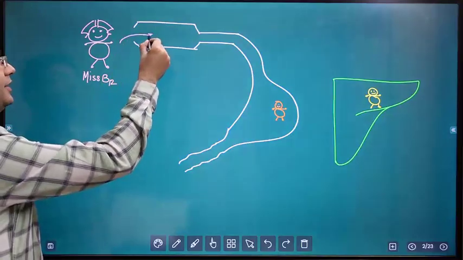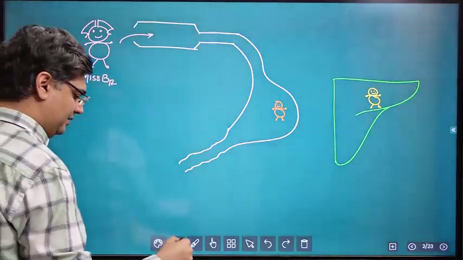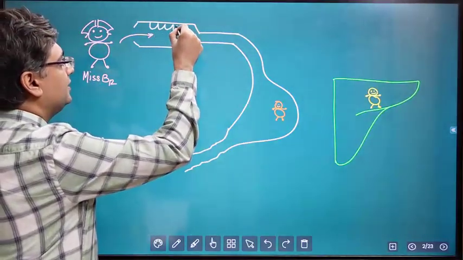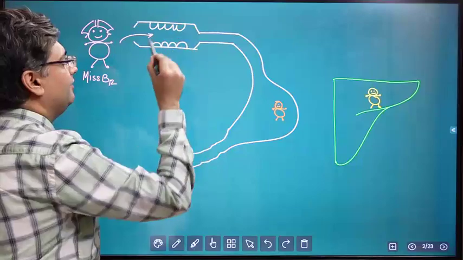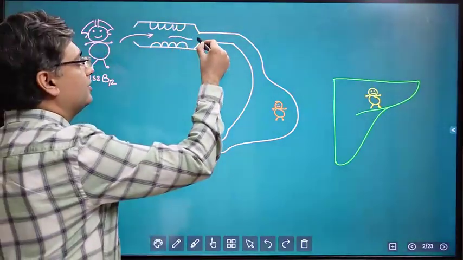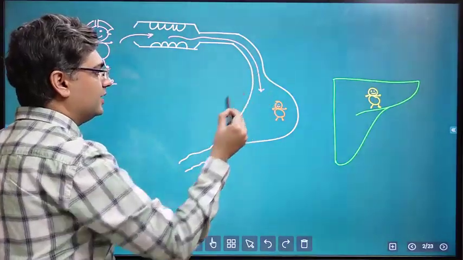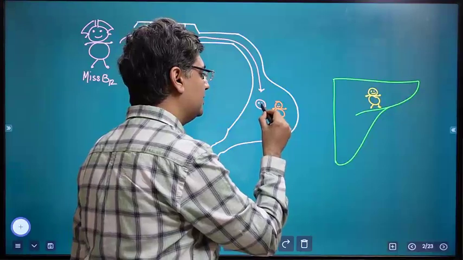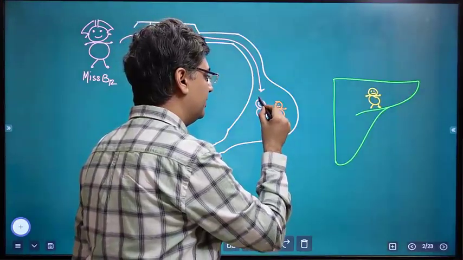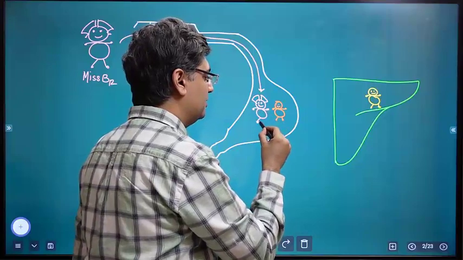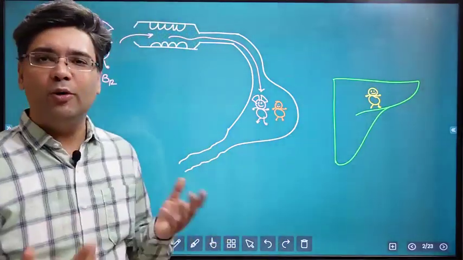So Miss B12 is now taken here, and we can imagine this as the oral cavity. We can see these teeth as well in the oral cavity, and we can imagine that Madam B12 now is going into and is reaching here roughly around the stomach. Now when Madam B12 reaches here in the stomach region, she is kind of lost here. She doesn't know where to go.